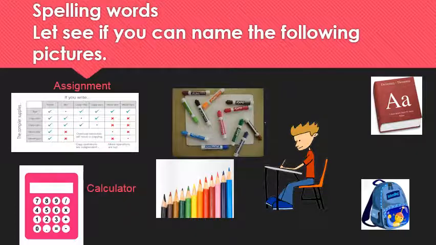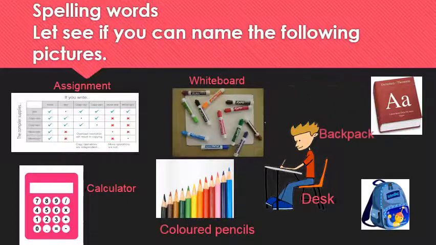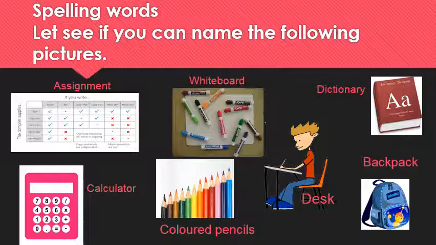Then we have a calculator where we can do mathematics. We have the whiteboard. Good job. We also have the colored pencils. I know you love to draw pictures with them for me and in your books. The boy is sitting on a chair at his desk, like we always used to do in the class. We have a backpack, and the last one is a dictionary. Good.